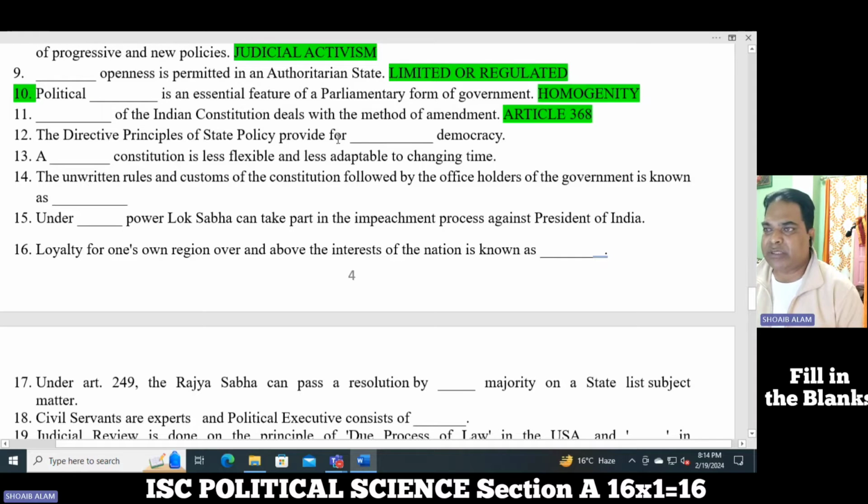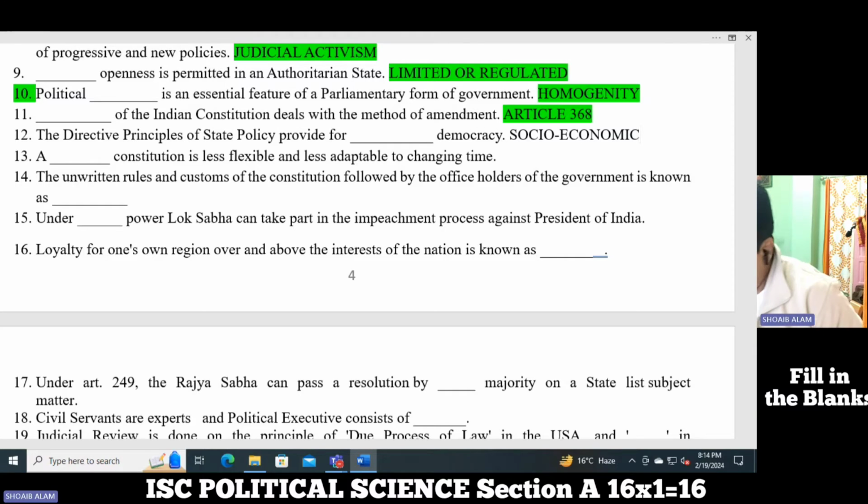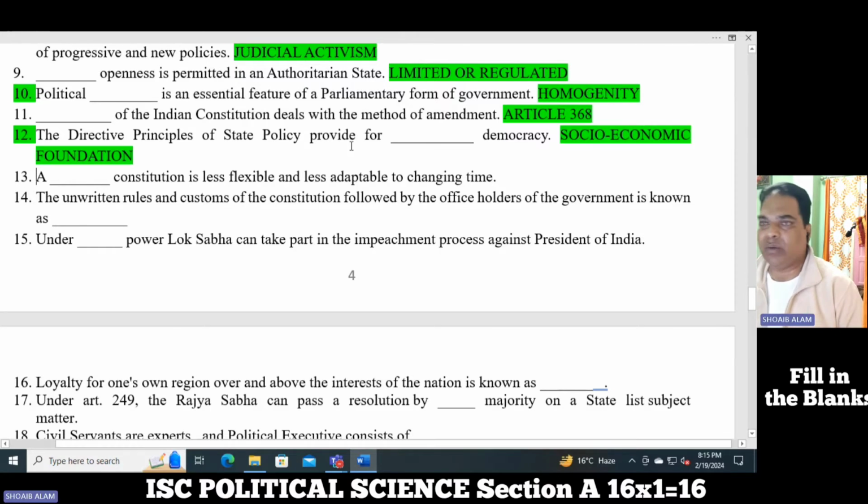Directive principles of state policy provide for dash democracy. What type of democracy is provided by directive principles? Number 12. The answer is socio-economic. Okay. Socio-economic foundation. So you can write socio-economic also, foundation also, if you write well and good.